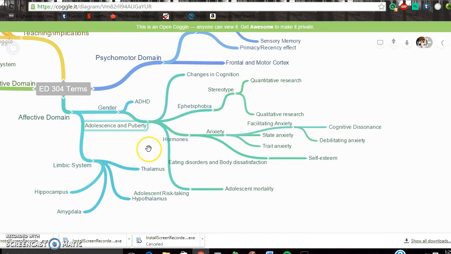So next we'll move on to hormones. So hormones play a huge role in adolescent development, and a lot of other things can kind of spin off from hormones and changes in these hormones, including anxiety disorders and eating disorders.